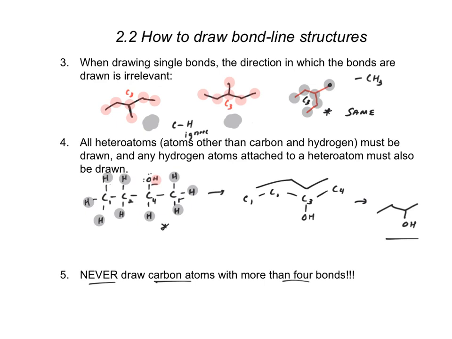And then again, don't draw more than 4 bonds to carbon. That is guaranteed. Sometimes there will be less than, but you will know that because there will be some sort of formal charge.